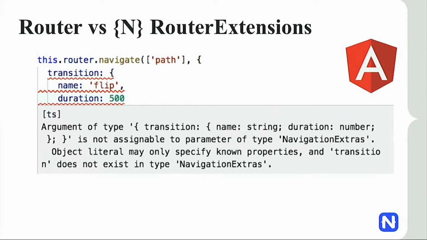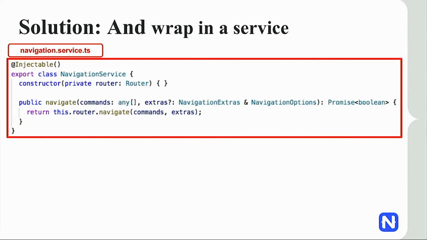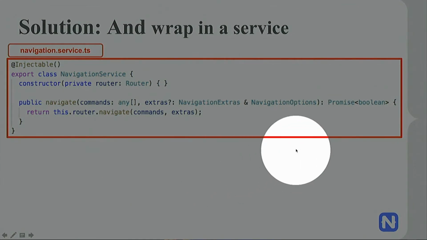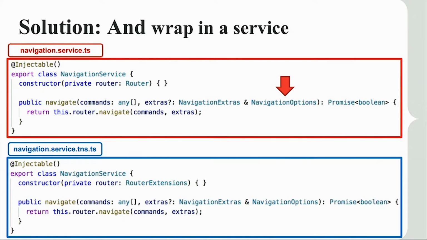I'm having an issue. So what I did instead, using the same approach of having the .tns, .ts approach, I created a service that just deals with the navigation. And then basically added the two additional interfaces, which can take flags for the clear history, whether it's animated, what sort of transition we do. And then, for example, this will be my navigation service for the web, which adds the additional navigation options. And then the NativeScript one basically takes it by default.